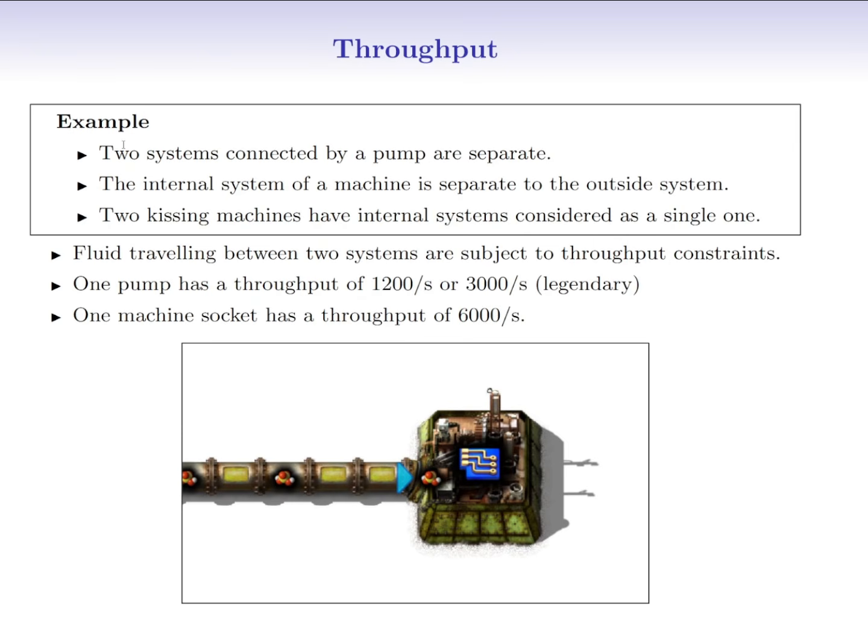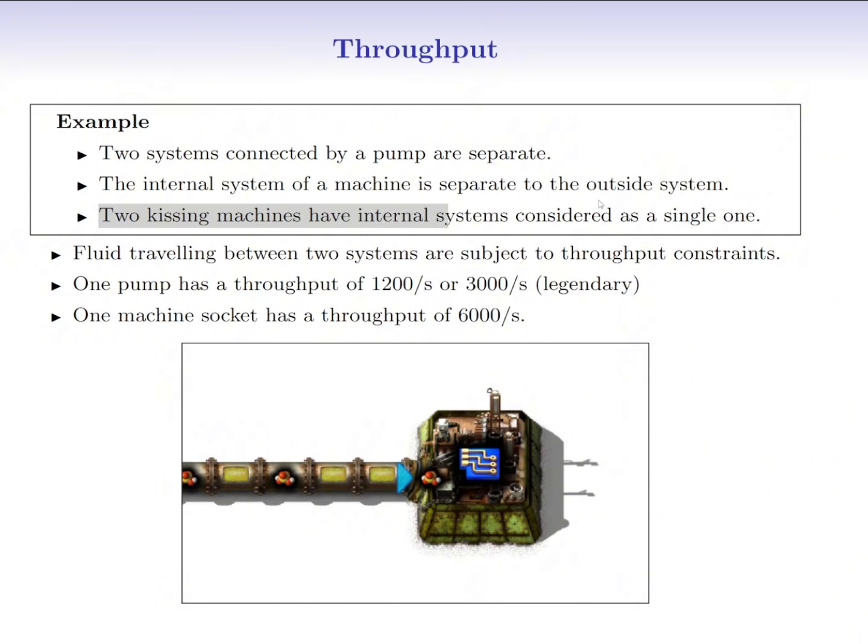Now let's talk about the problem that might show up with this new mechanic of throughput. First, here are some examples of what I mean when I say fluid systems. If I have a pump between two pipes, they can be considered as two separate systems separated by the pump. And if I have an assembler connected to some outside pipes, these are considered as two separate systems. So the internal fluid storage of a machine is considered separate to the outside system.